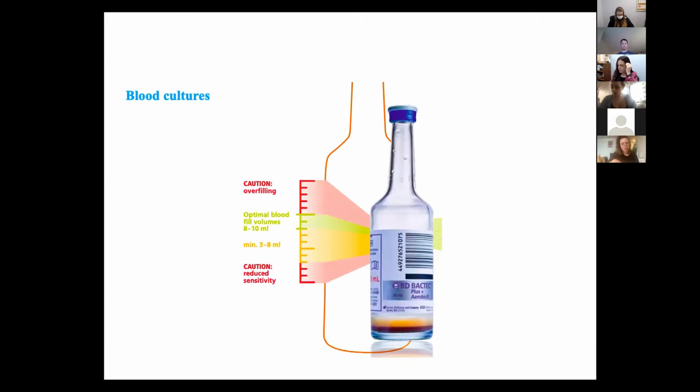Yeah, so just to give you an idea, most of the blood culture bottles have little volume markers. So you can look at it and see what the optimal fill volume is. And that 8 to 10 is the sweet spot.